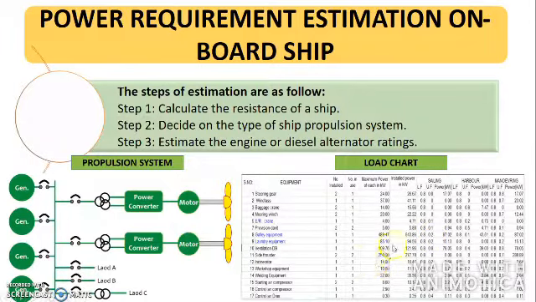In the load chart, the power requirement of each electrical load on the ship is calculated by multiplying the maximum rated power of the component with two factors, which are the load factor and the utility factor. So all this is very important to calculate all the power. After that, we can decide which system we are going to use. So the calculation is very important.